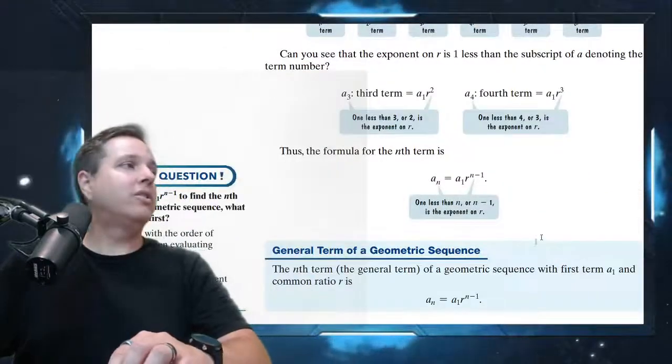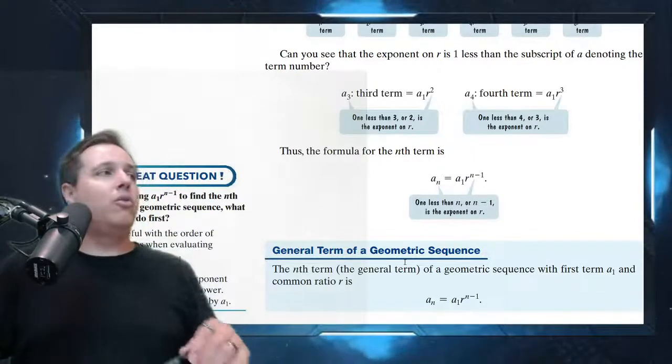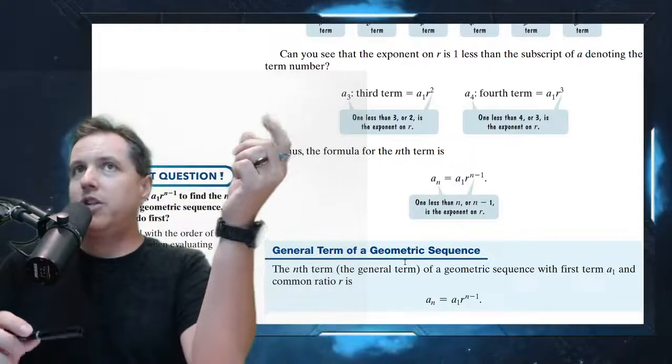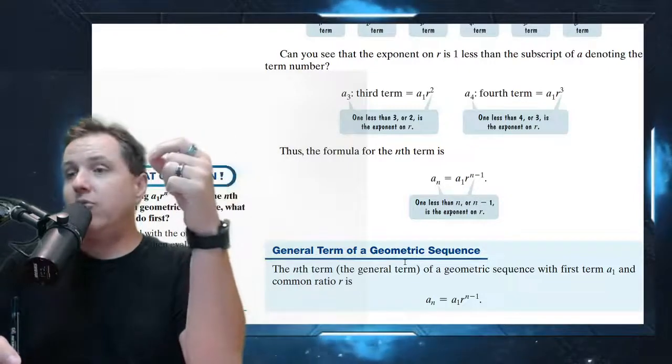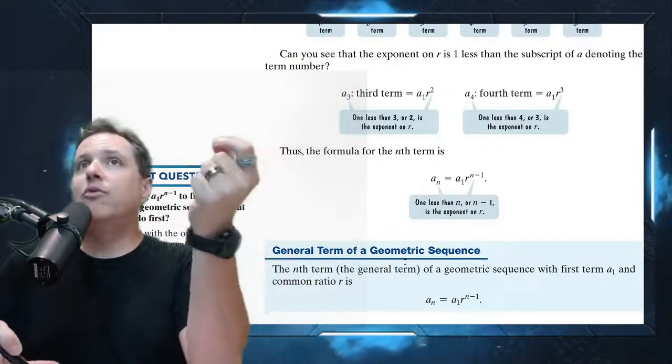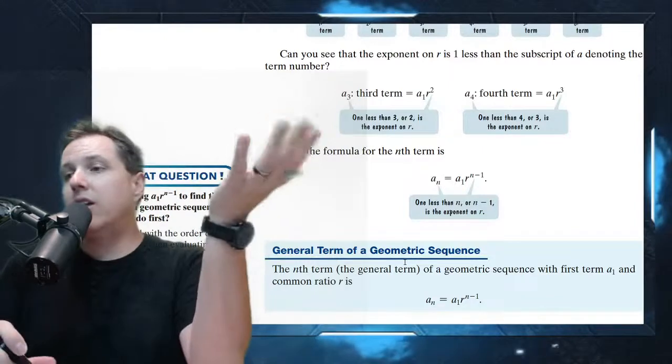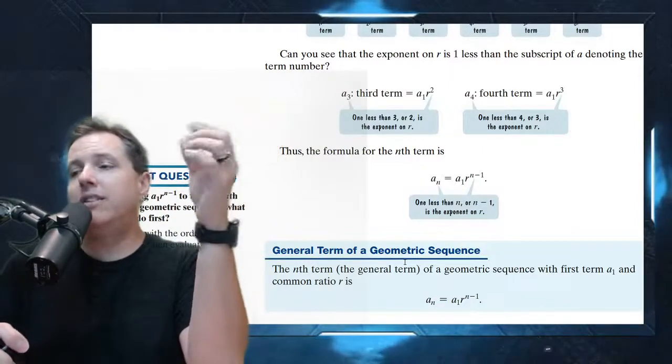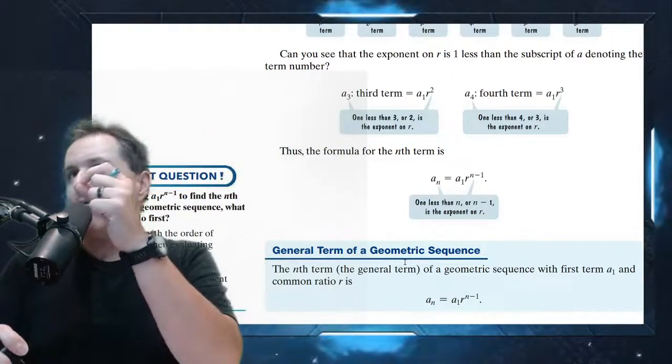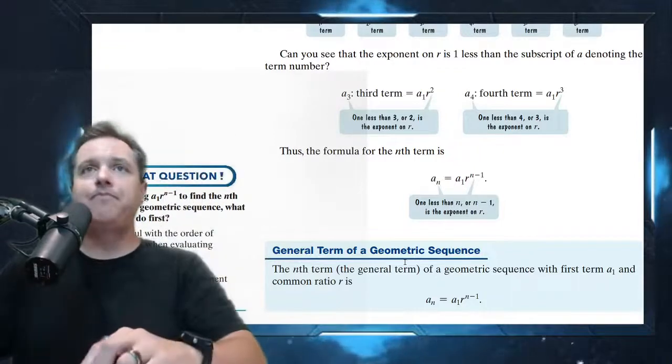Right, so here's another one of those blue boxes. Remember we had a formula a minute ago for the general term of an arithmetic sequence. Here we have the general term for a geometric sequence. So what if you want to know the 75th term in the sequence, and you don't want to have to write out the 74 terms that come before it?